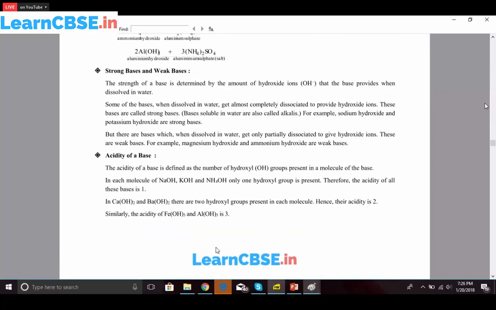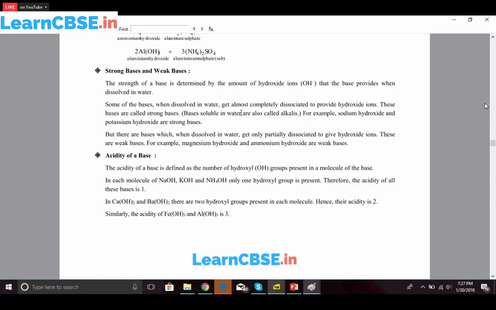The next one is strong bases and weak bases. Again, the same thing as we have seen in strong acids and weak acids. Strong bases are the ones which, when dissolved in water, are completely ionized. So if you take 100 molecules of NaOH, it produces 100 OH minus ions. That is what we call a strong base. It depends on how many OH minus ions it is able to provide.